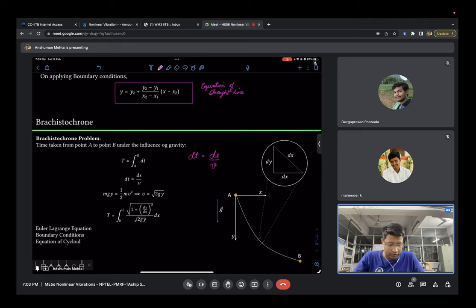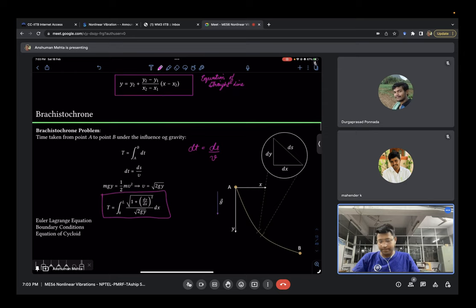Now v is the influence of gravity, so that came out to be like this by using the energy principle. That gave us a functional T, this. Now we will use the Euler-Lagrange equation and also the boundary condition. We will observe that the solution comes out to be a cycloid. So our correct solution is cycloid.